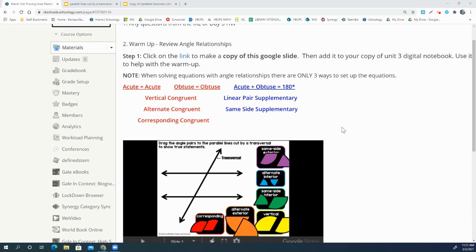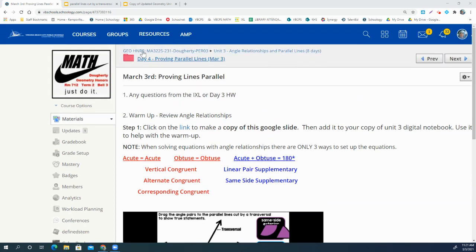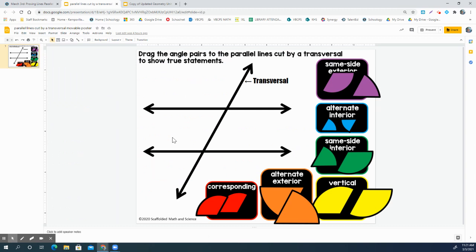Okay. For those who just joined us, we are in day 4, proving lines parallel, marked March 3rd. And I need you to click on this link right here. So click on that link. It's going to open up the slide. And I'm going to teach you how to copy and paste this slide into your digital notebook. So what I want you to do is make a copy. Let me know if it doesn't work, but it looks in the chat like it does.